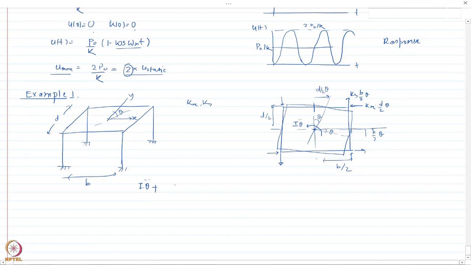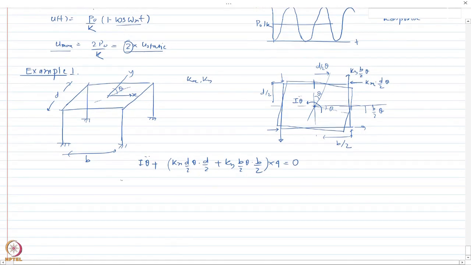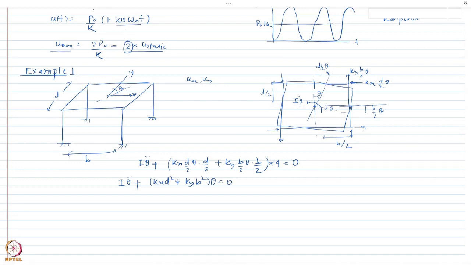The first force would be kx times d by 2 times theta, and the moment of this force about the center would be obtained by multiplying with the lever arm d by 2, plus ky times b by 2 times theta times the lever arm b by 2, and this times 4. As you can see, it produces the same moment at all four corners, so I multiply it by 4 to get the final equation. I can write the final equation of motion as I theta double dot plus kx d square plus ky b square times theta equal to 0. So this is my final equation of motion for this given problem.